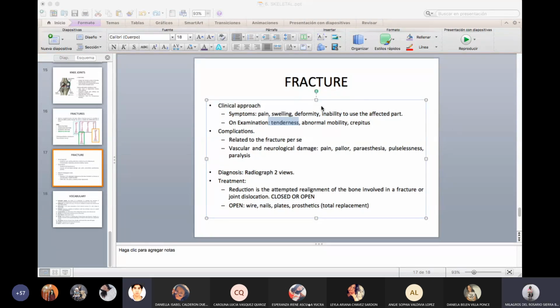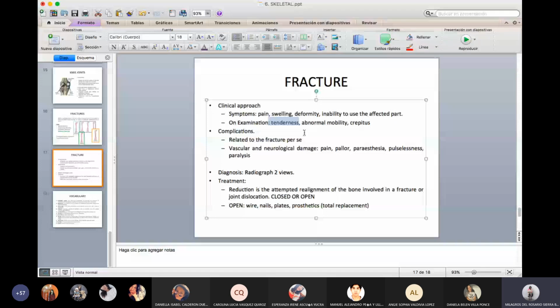Tenderness means sensibility. Okay, very good. So there would be an increased sensibility, like pain, abnormal movement, and crepitus. And the complications can be related to the fracture itself. So the inability to move, that would be a complication, but also there can be vascular and neurological damage like pain, pallor, paresthesias, and pulselessness.